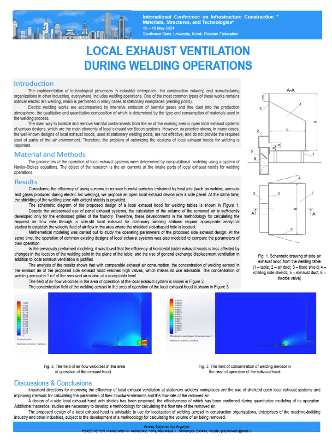At the same time, the operation of common existing designs of local exhaust systems was also modeled to compare the parameters of their operation. In the previously performed modeling, it was found that the efficiency of side exhaust hoods is less affected by changes in the location of the welding point in the plane of the table, and the use of general exchange displacement ventilation in addition to local exhaust ventilation is justified.